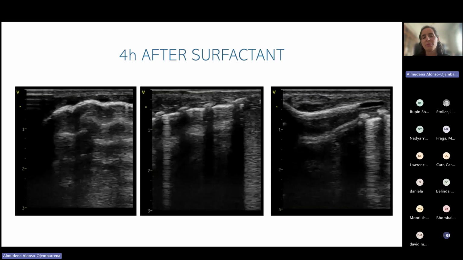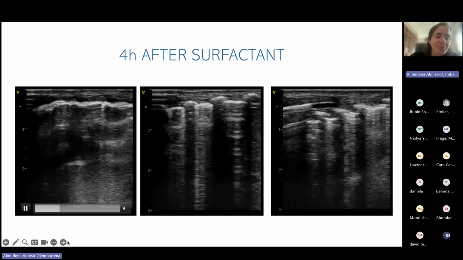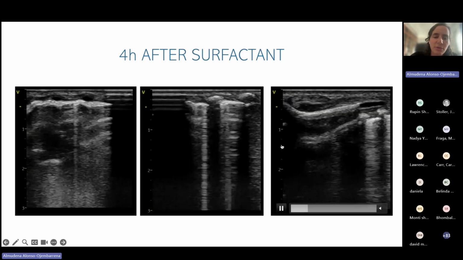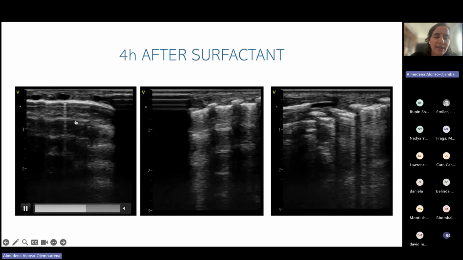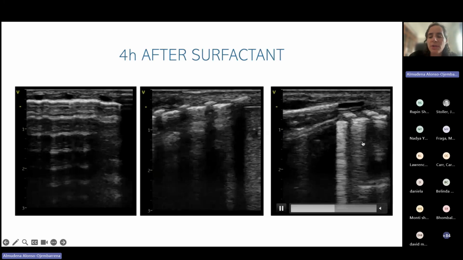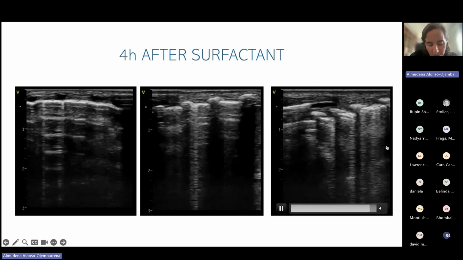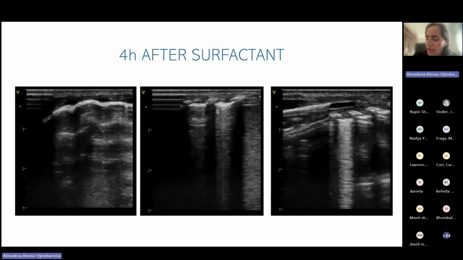And this is the first ultrasound, performed 4 hours after the surfactant, in which you can see anterior, lateral, and posterior views with a nice thin pleural line with lung sliding, A lines, few B lines, and just a bit more in the posterior fields, which doesn't mean worse prognosis. So this is quite good for a 25-weeker.